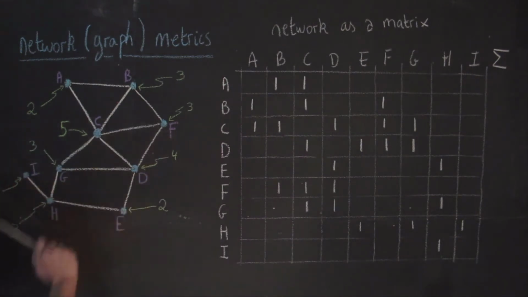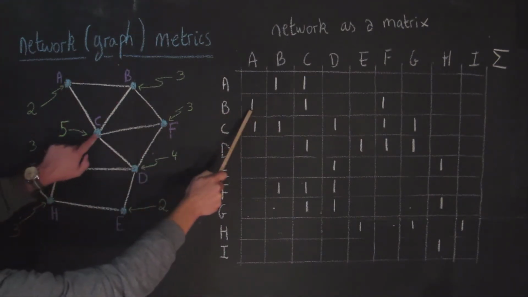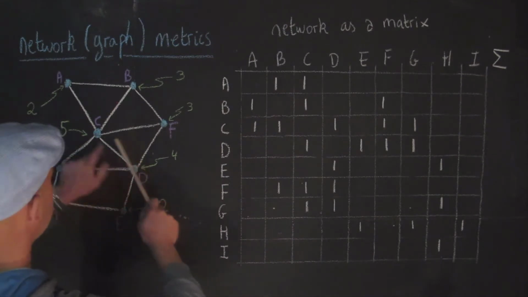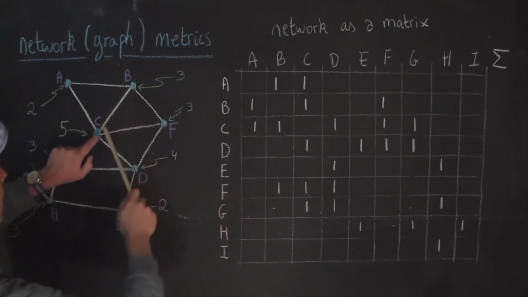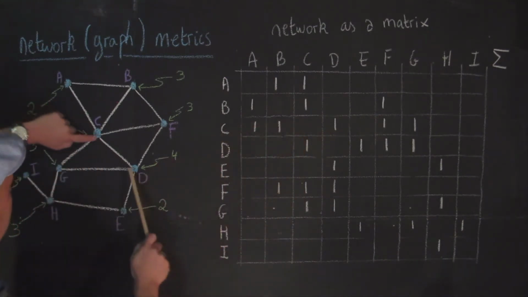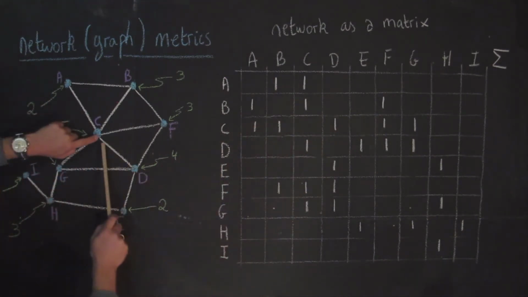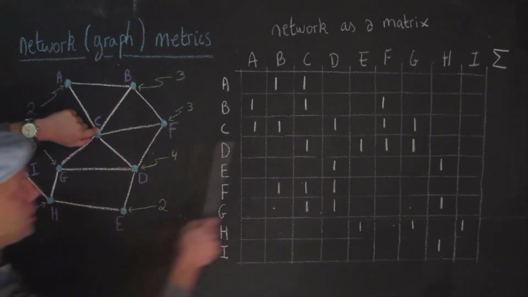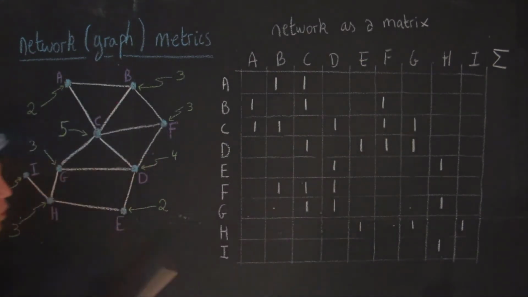Okay, just let's look at another one, C. That's the one that seems to be well connected. From C I can go to A, I can go to B, I can go to D right here, from C I can go to F, we have it here, and from C I can go to G, and I have it right here, and so on and so forth.